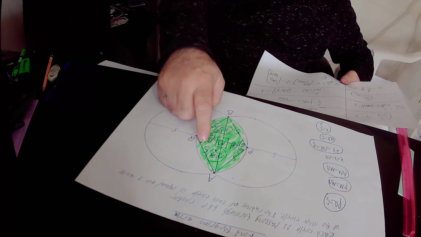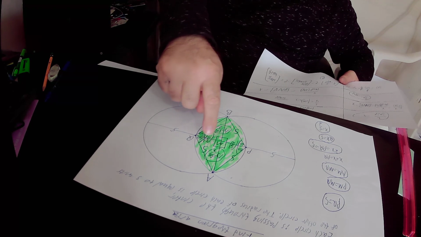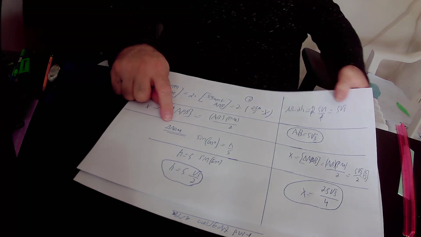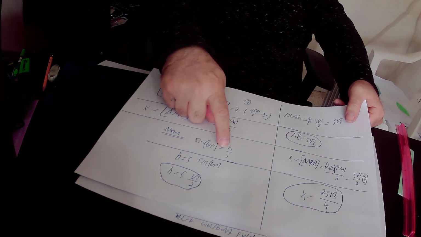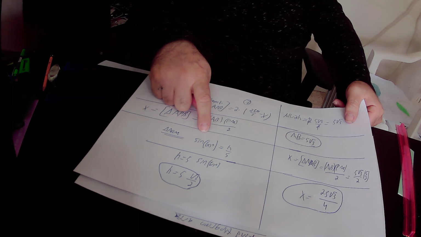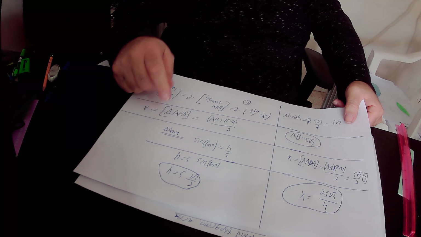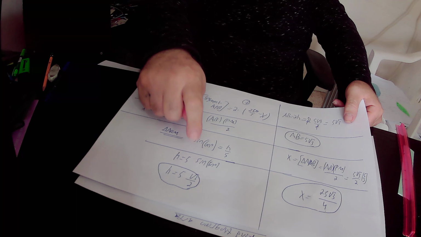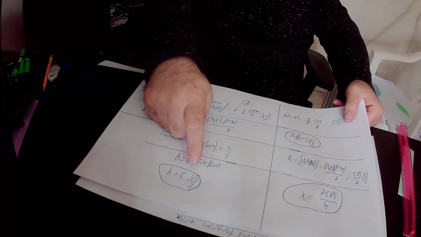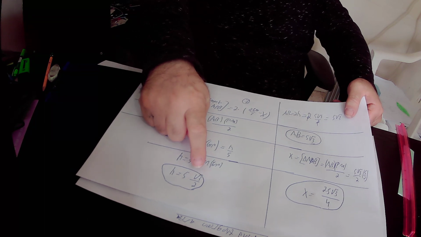If we focus on triangle AMQ, the right triangle AMQ, here sine 60 degrees equals h over 5. Here we multiply this equation by 5, and we get that h equals 5 times sine 60 degrees. Sine 60 degrees is square root of 3 over 2. So we substitute, and we get that h equals 5 times square root of 3 over 2.